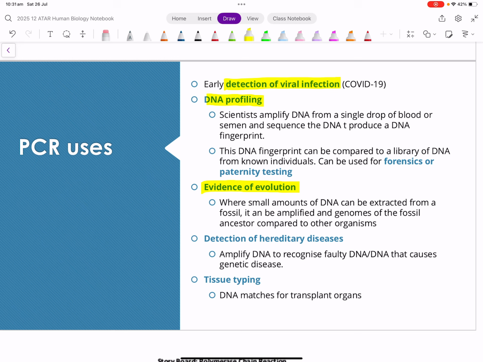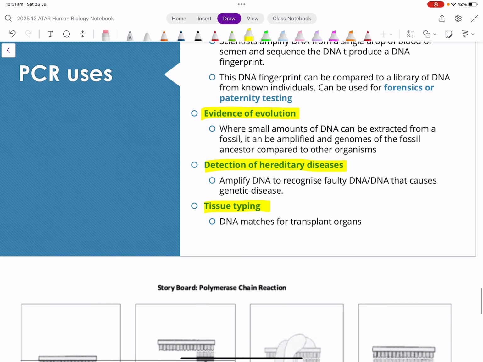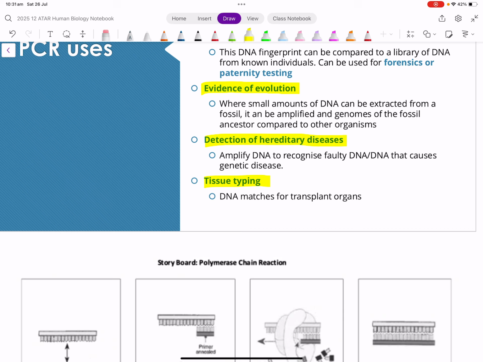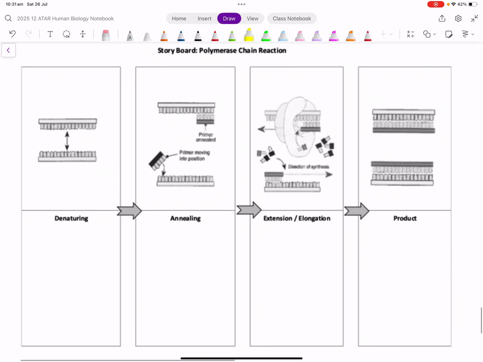This is going to be particularly of note for us as we move into the final topic of the year, when we're looking at fossils and fossil ancestors. We can also use it to assist us with the detection of hereditary diseases, and finally with tissue typing for transplant organs. So what we're going to do now is I've got a little storyboard for us to go through here, and we're going to piece together this process of PCR, starting from the denaturation stage and working our way through annealing, extension or elongation, and talking about the final product again.